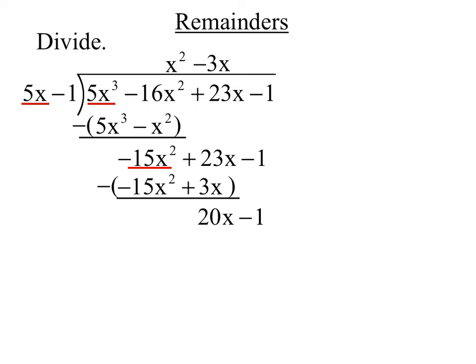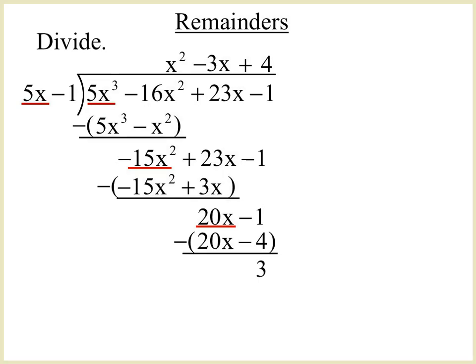Now 5x goes into 20x 4 times, positive 4. So what I get is 20x minus 4. Subtract it out, and then what I'm left with is a 3. There's no other terms to bring down. So this is where I stop. I take what's left, my remainder, and I'm going to add it to what's already there, and I'm going to put it over the divisor 5x minus 1.